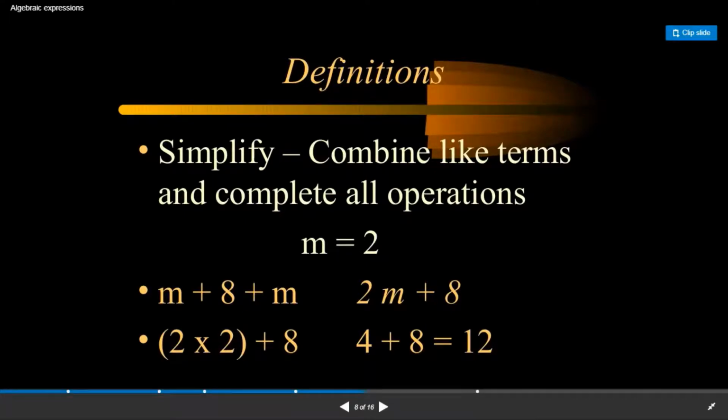Just like, for example, for this one, 2 times 2 plus 8. As we can see, we have two numbers here that are enclosed by a parenthesis, so we need to multiply them. 2 times 2, that is 4. And 4 plus 8, that is 12. So that is how we simplify an algebraic expression.